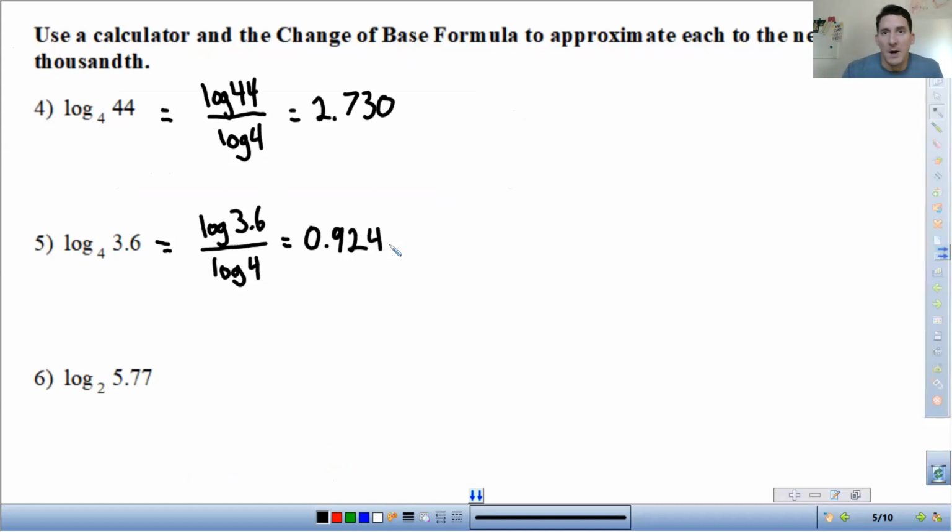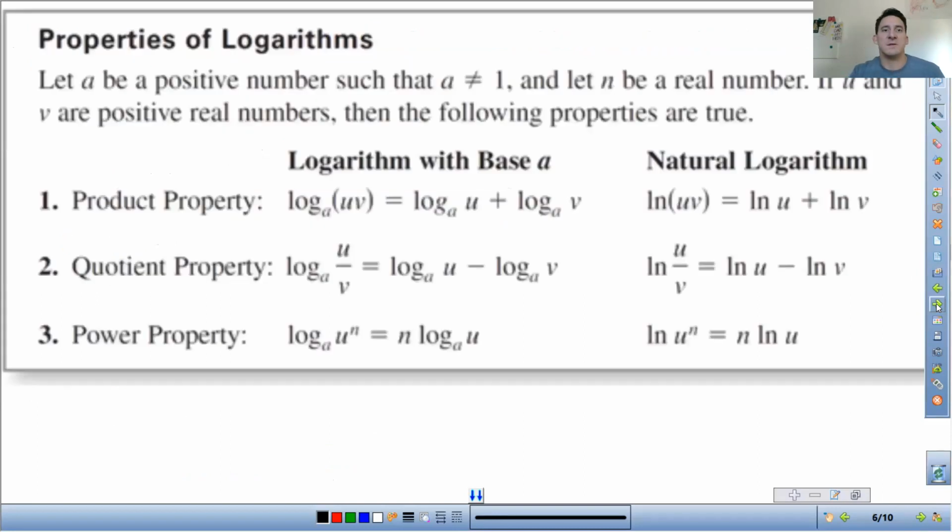All right, let's move on. We're just going to skip that last one because I think that's enough. You do the same thing. The actual properties of logs: you may want to write these down. So pause the video and write them down, or when we're in class, we're going to talk about them. But they're helpful to use.